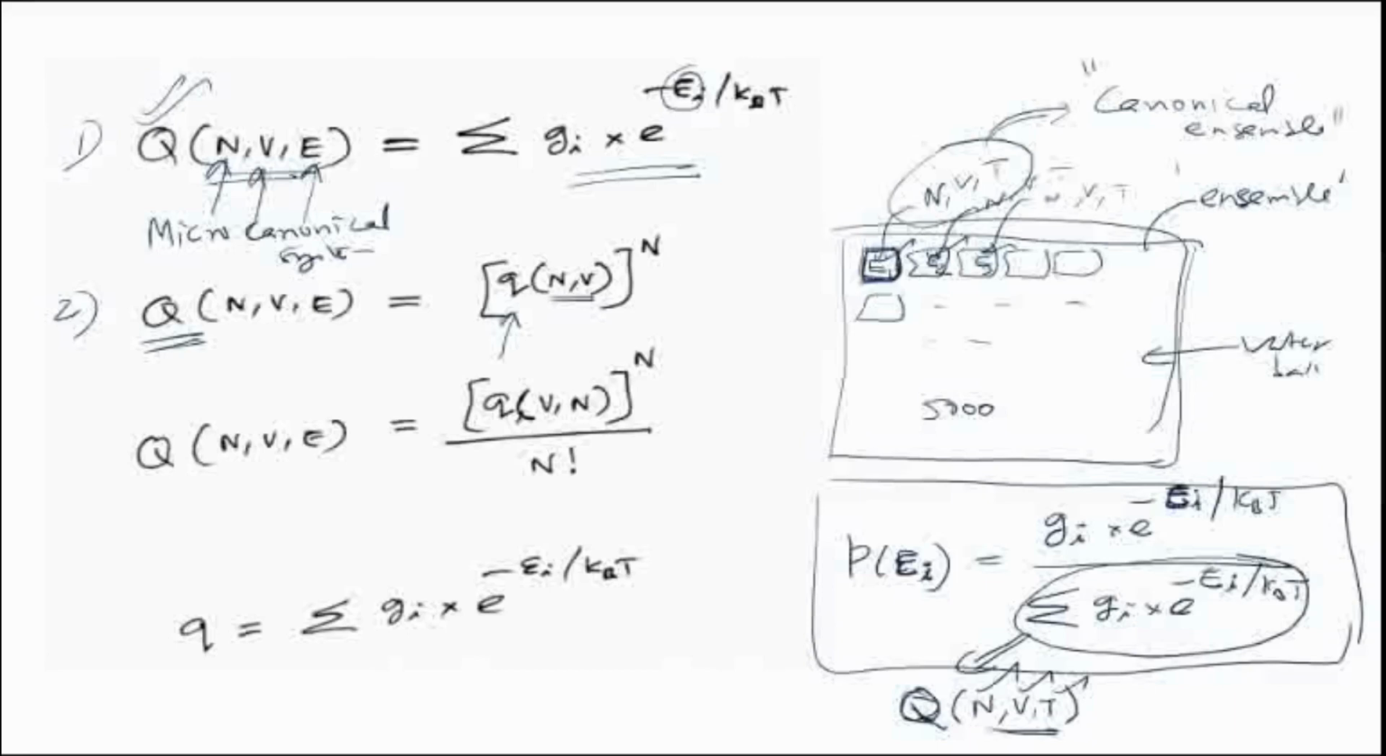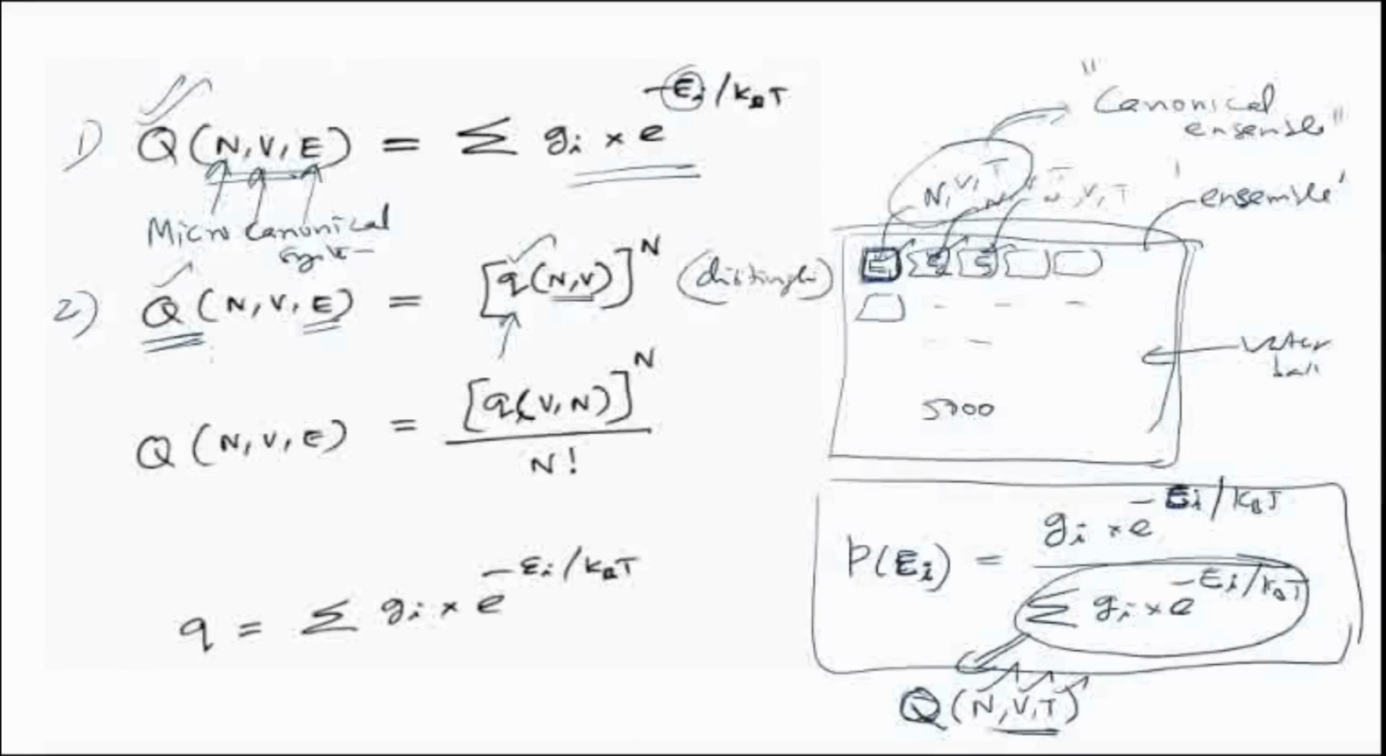Okay, not the energy. See, here energy is constant, right? Total energy is constant, but the energies of each level need not be constant. Okay, so how are capital Q and small q related, right? This formula is applicable for distinguishable particles.